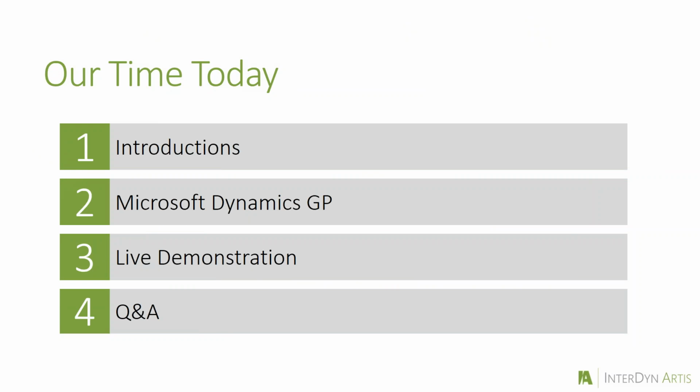So our time today, we have 30 minutes, and we're going to start off with some brief introductions, talk a little bit about Microsoft Dynamics GP, then we'll spend a good solid 20 minutes with a live demonstration showing you some of the highlights of Microsoft Dynamics GP, and we'll have some time at the end for Q&A, and we'll also talk about pricing. I'll talk about the license types and what they cost.